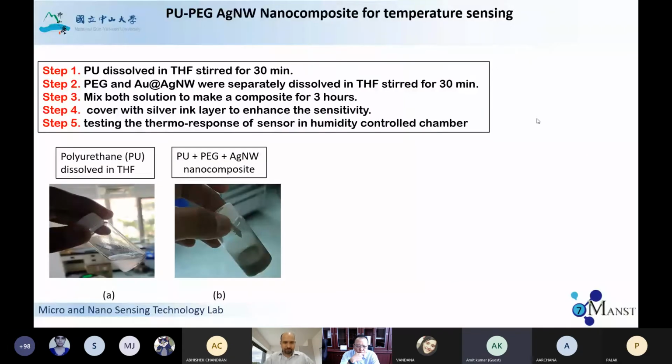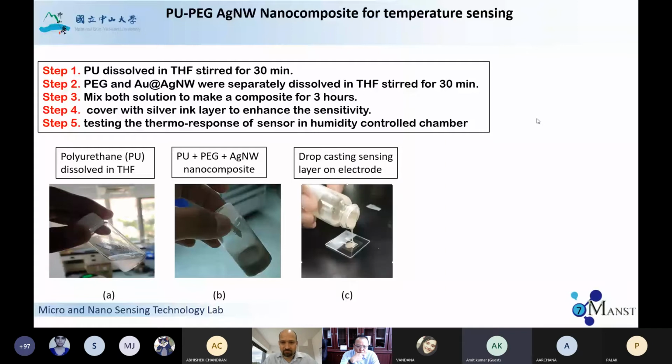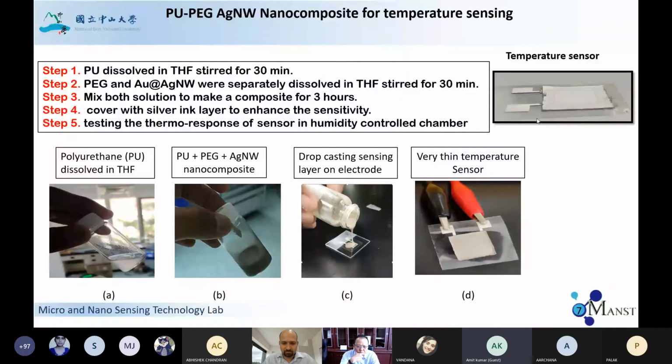After that, we try to make a temperature sensor, and in that I try to make a nanocomposite of polyurethane, polyethylene glycol, and gold-coated silver nanowire. These are the steps in which I first make polyurethane solution and then mix it with PEG and gold-coated silver nanowires. After that, I put it on a self-printed interdigitated electrode to make a sensor, which has been shown here. And you can see the thickness of the sensor is very small, around 200 micrometers.